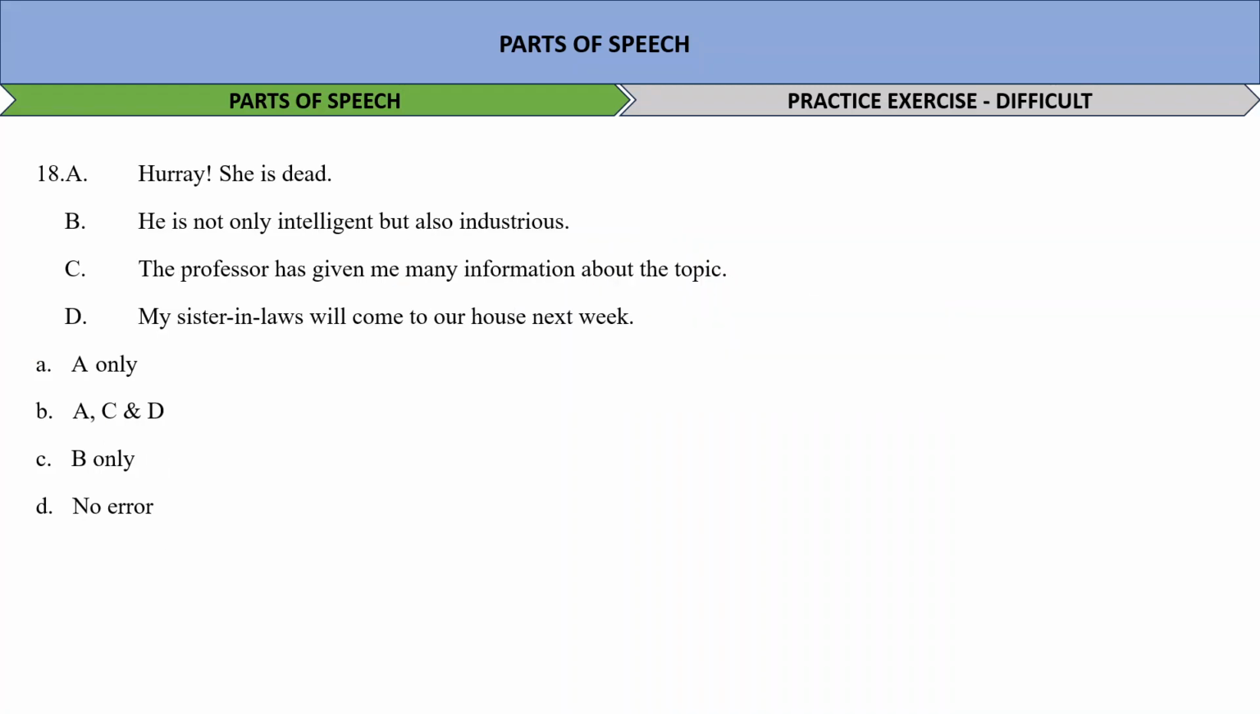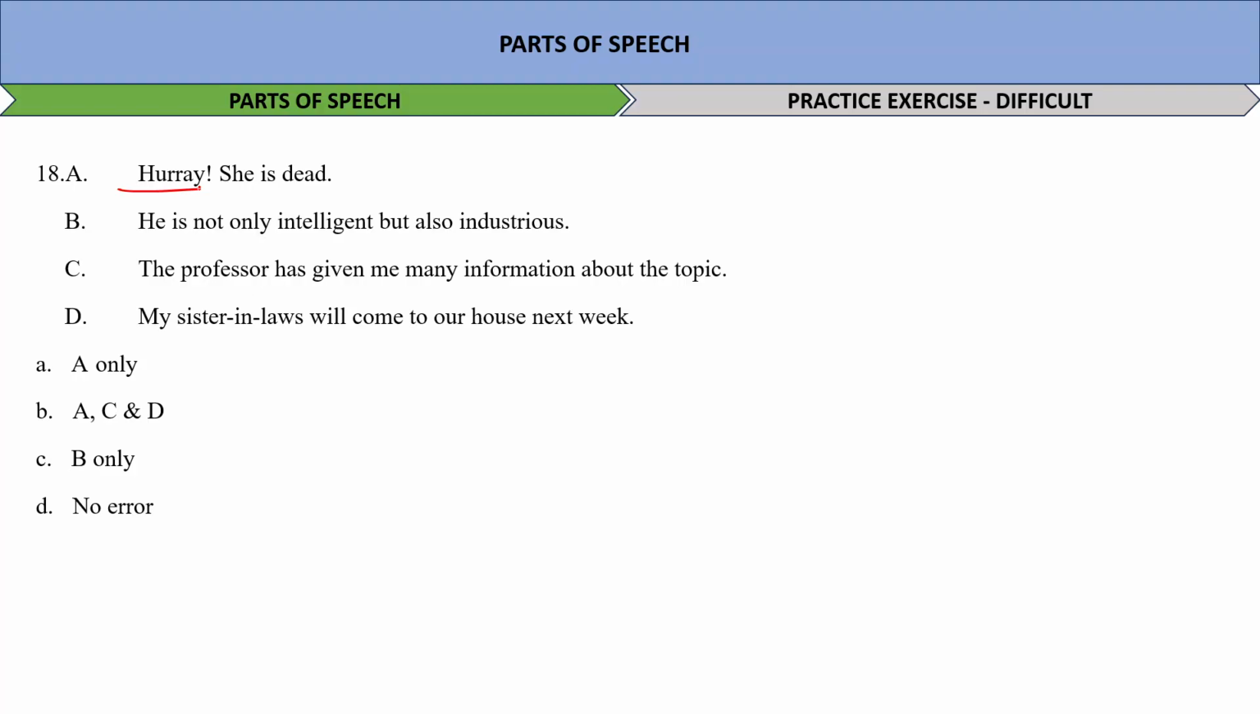Next, hooray, she's dead. You never say hooray, she's dead. You're never happy when someone dies, right? You say alas, she's dead. He's not only intelligent but also industrious, very well written. The professor has given me much information about the topic, not many information, much information.